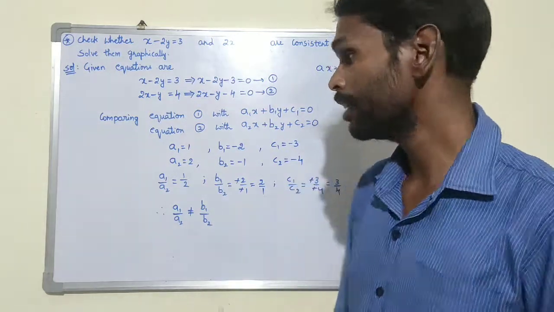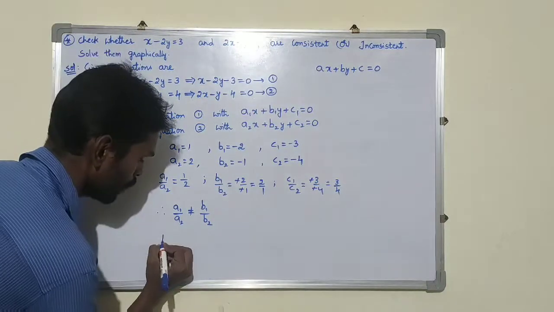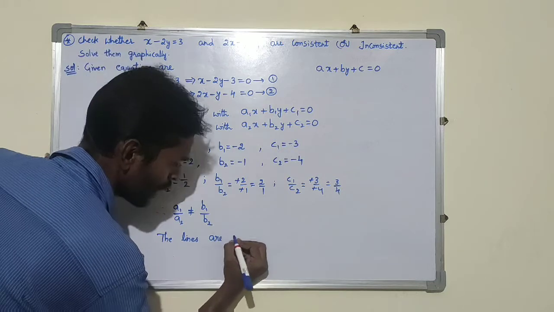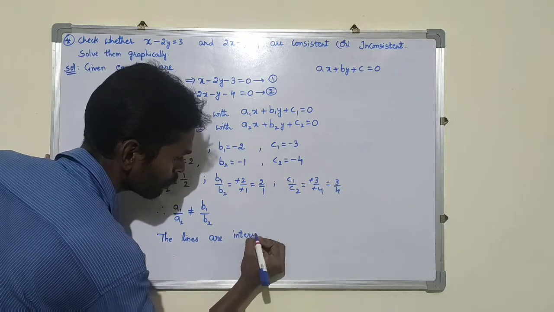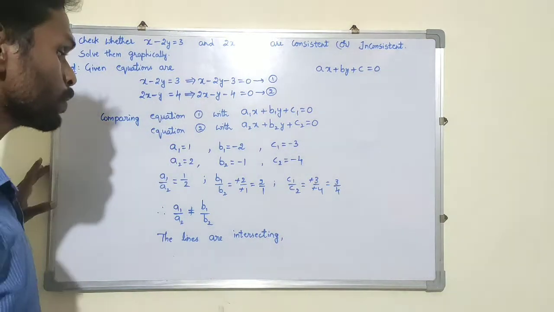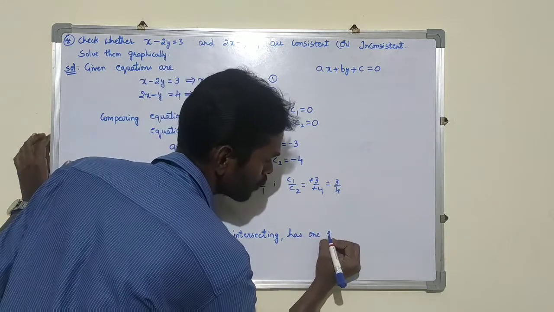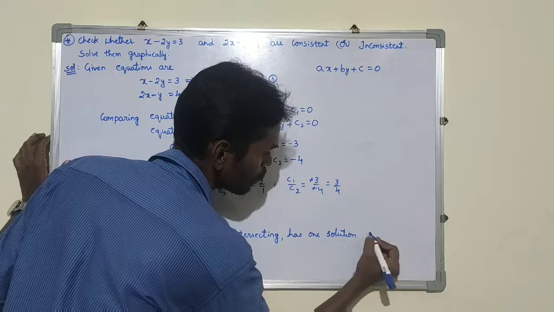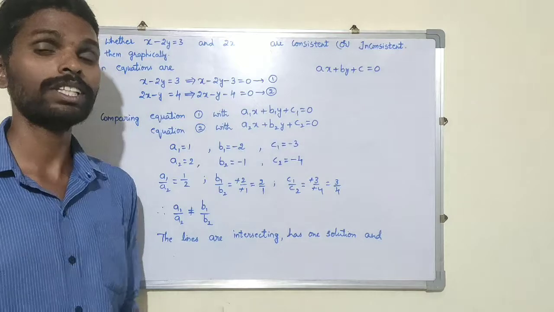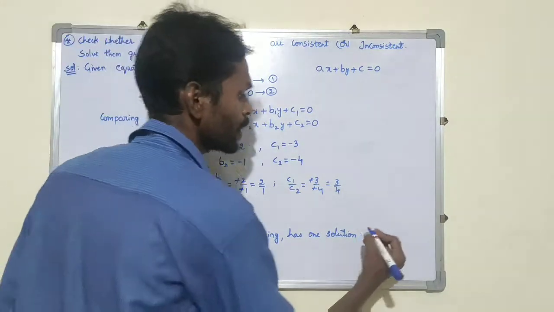So, we got one thing here: as A1 by A2 not equal to B1 by B2, the lines are intersecting. If the lines are intersecting, how many solutions are possible? One solution. And you need to mention this. Actually, in the question he is asking whether the lines are consistent or inconsistent. Whenever the lines are intersecting, the lines are also consistent.